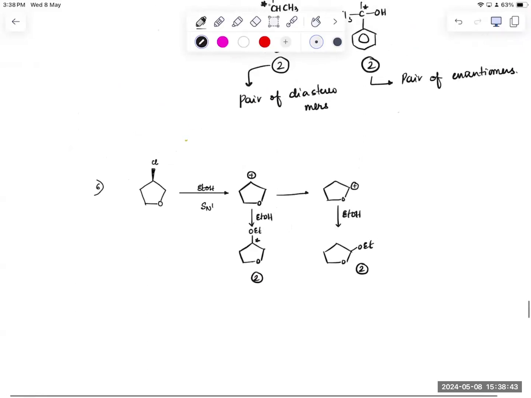Guys, listen. After the rearrangement, the last carbocation on which you are adding, that is always the major product because that is a more stable product.